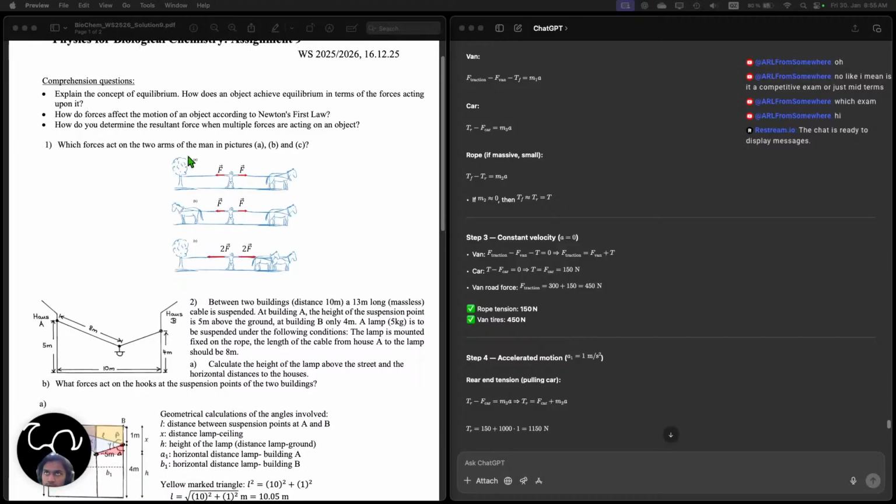Which forces act on the two arms of the man in the picture? Okay, one is a tree, it's a stop. A horse can move.